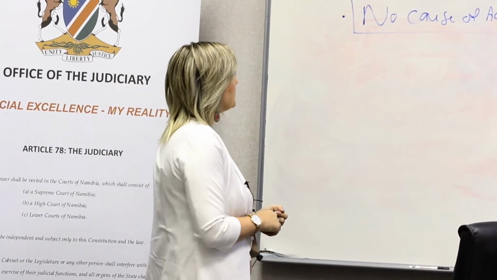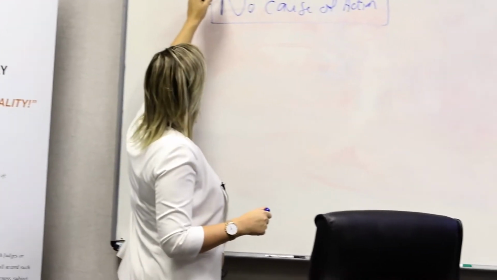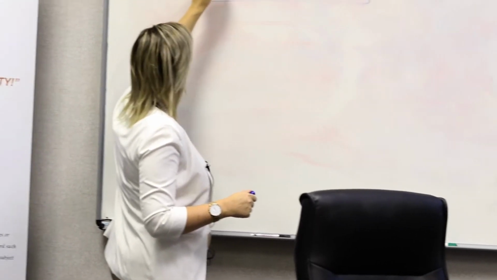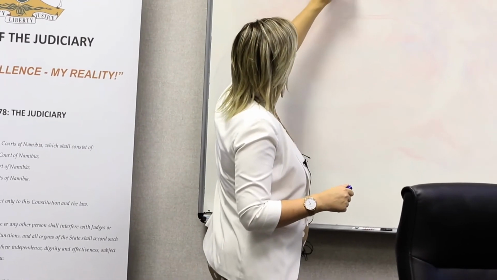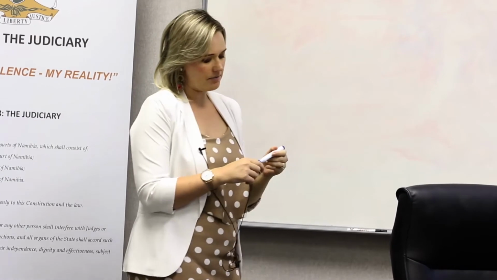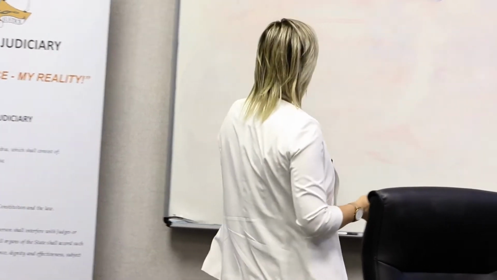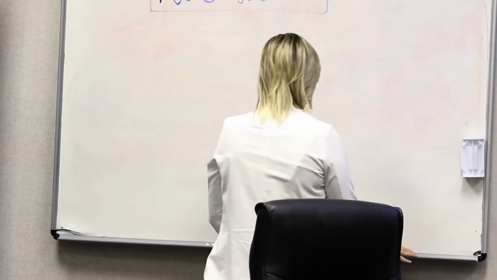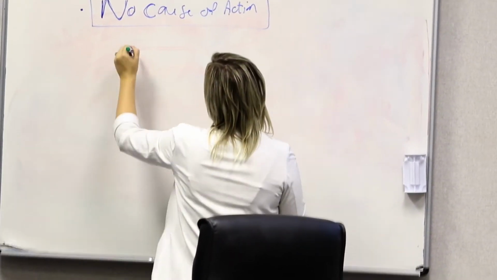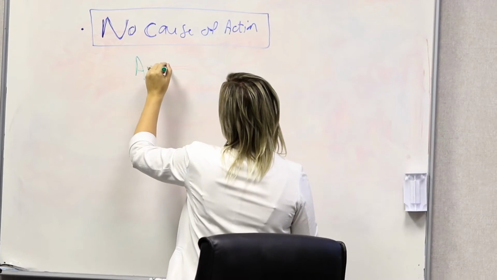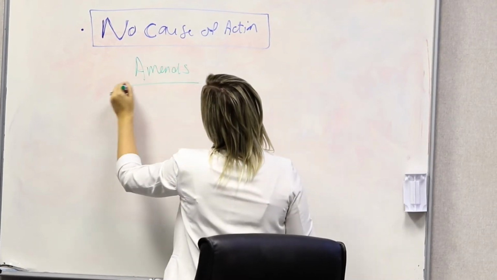Now, say for instance, the court says, yes, I'm not going to grant summary judgment because your particulars of claim are excipiable, and so you are granted the opportunity to amend. Now, the plaintiff goes and he or she amends the particulars of claim.